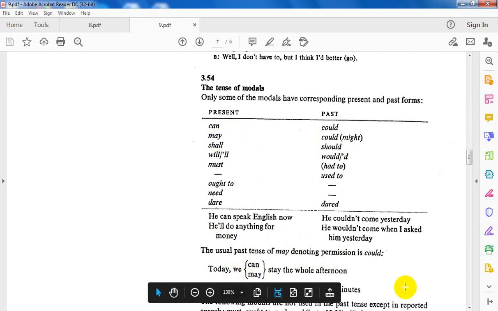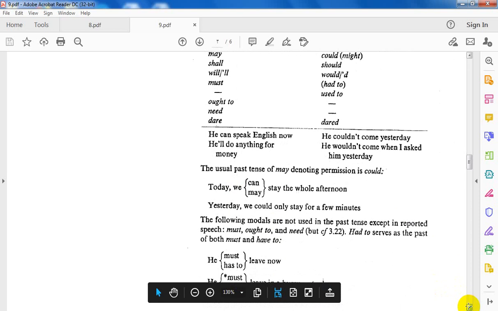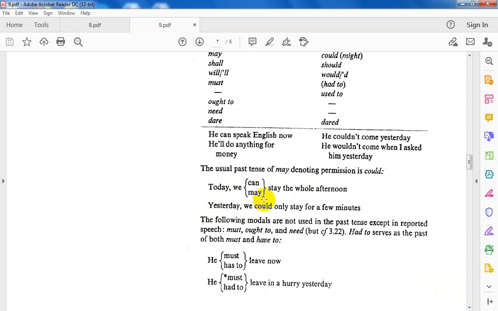Let us see. Today, which is present: today we can stay the whole afternoon, or we may stay the whole afternoon. This is in the present. If I want to change the tense of the sentence from present to past, in the present I use both can and may denoting permission. But if I want to change to past, I say yesterday we could. Could is the past form of can and may denoting permission.